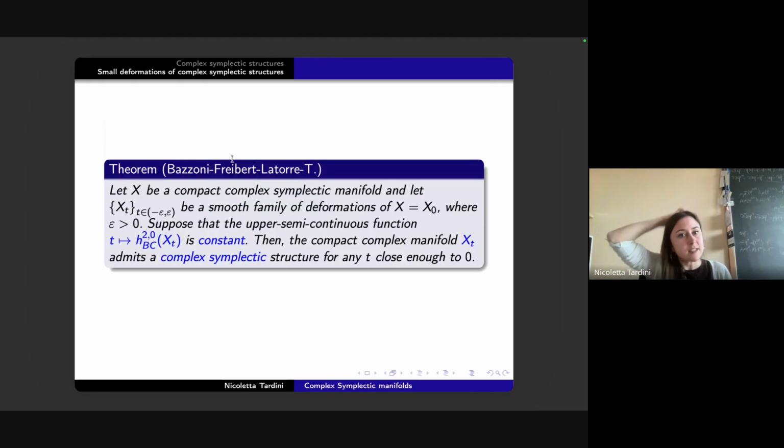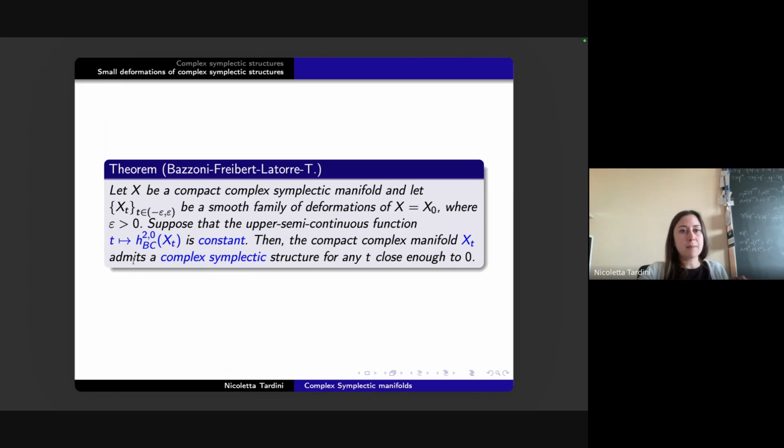So, for instance, what we proved is that if we start with a compact complex symplectic manifold and we consider a smooth family of deformations, if we assume that the dimension of the Bott-Chern cohomology group of bidegree (2,0) is constant along the deformation, then the deformation still admits a complex symplectic structure, okay?